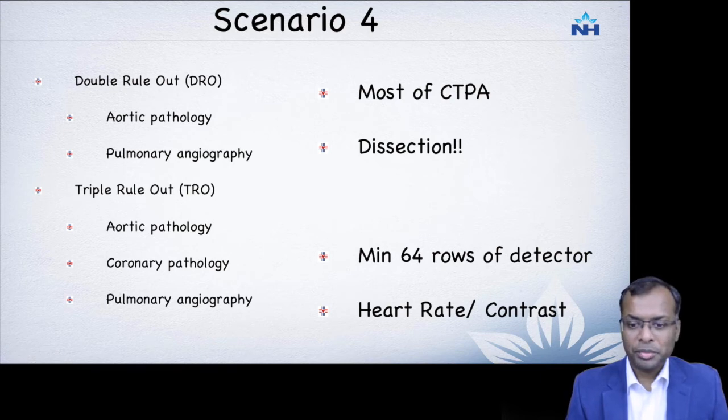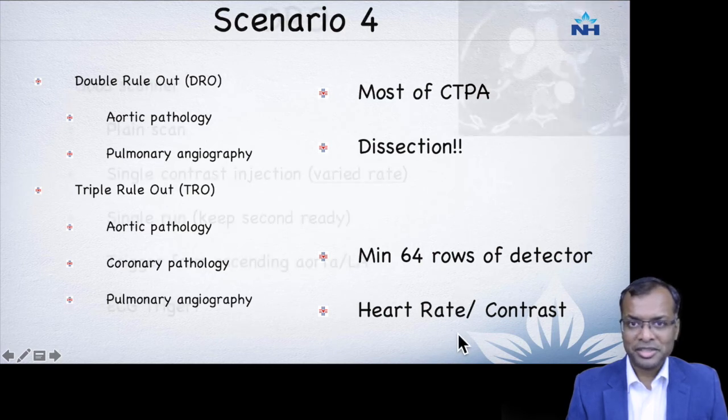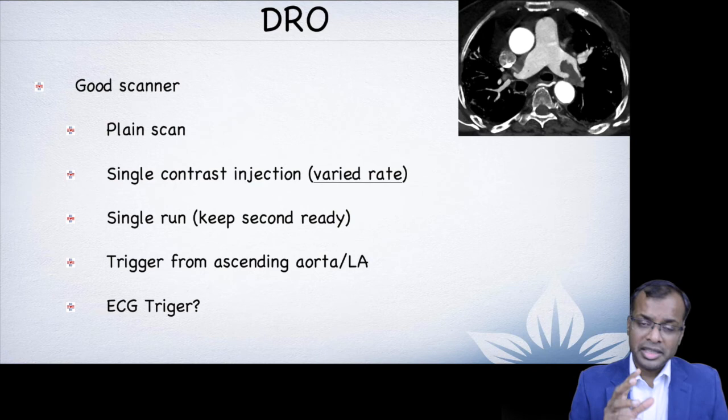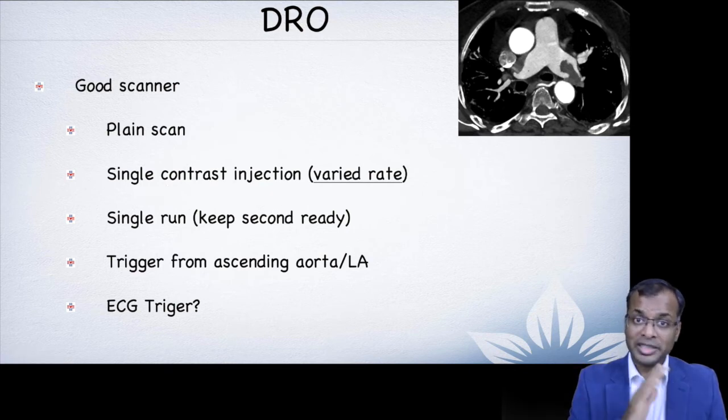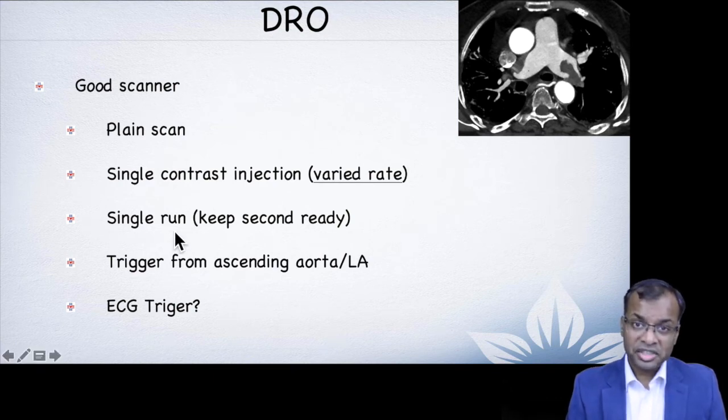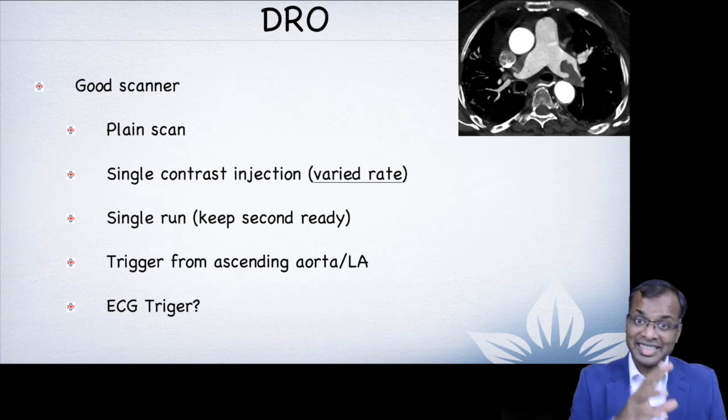On the other hand, for you to be very sure about getting good quality images for your triple rule out, you need a minimum of 64 rows of detector and you may need to control the heart rate of these patients. So in a double rule out scenario, if you've got a good scanner, you'd start with a plain scan, then a single contrast injection with a varied rate, just like what I told you before, 40, 30, 40 percent. A single run is often sufficient when you're looking at a dissection as well as pulmonary artery, but keep a second run ready because you may find some surprises and you may want to do the second run in these patients.